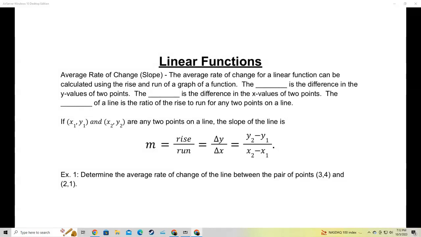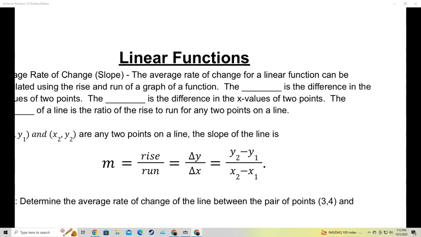Today we're going to be covering linear functions. It starts off by saying average rate of change or the slope. The average rate of change for a linear function can be calculated using the rise and run of a graph of a function. The rise is going to be the difference.